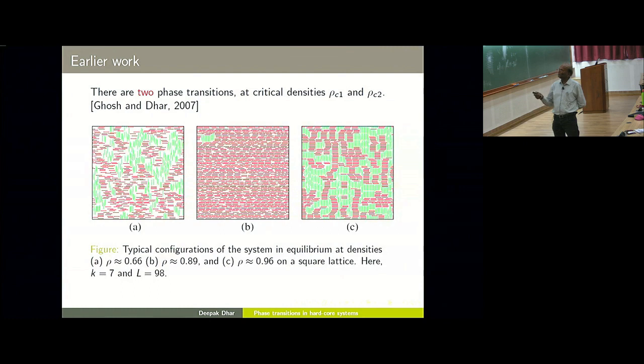You have horizontal and vertical dimers, k-mers, but there is no long range order. Then you increase the density to 0.89 and almost everything becomes ordered. This is Monte Carlo, so this thing can flip around and can go somewhere else, but roughly this configuration looks like that. But you go to even higher density, then you get, again, loss of order.